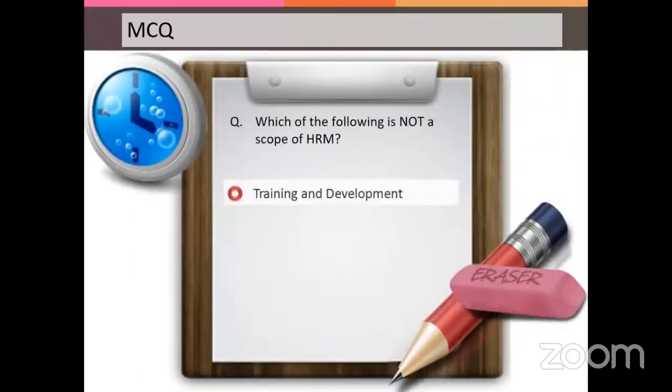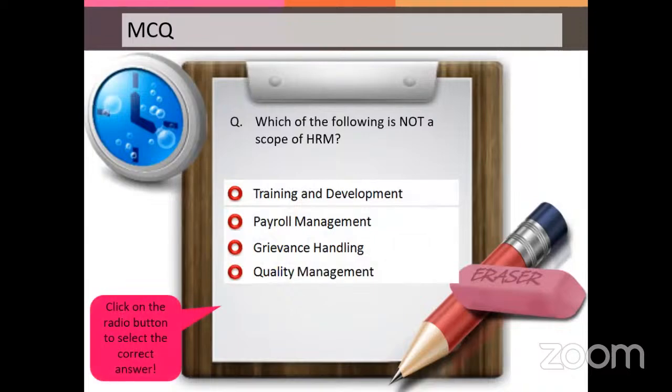Now, quickly look at this question and let's have your view in the chat room. It's a multiple-choice question. Which of the following is not a scope of HRM? We have training and development, payroll management, grievance handling, and quality management. Please feel free and let's have your answer in the chat room or in the comment section. You can type A, B, C, or D as you may have, so that you don't take all the time in typing. So go ahead and let's see your view in the comment section.